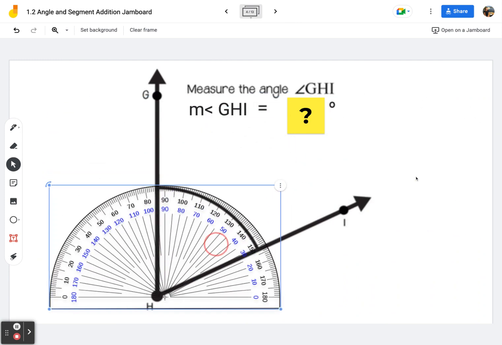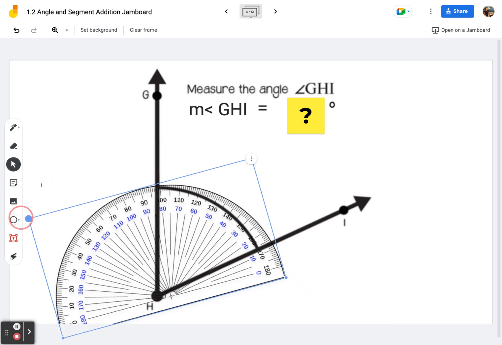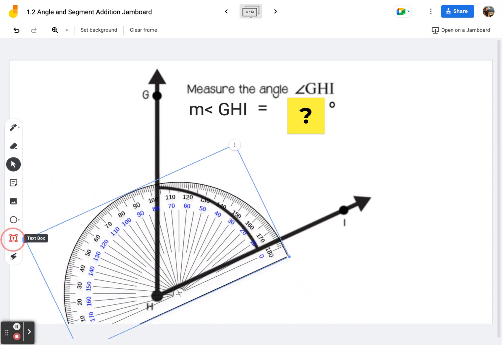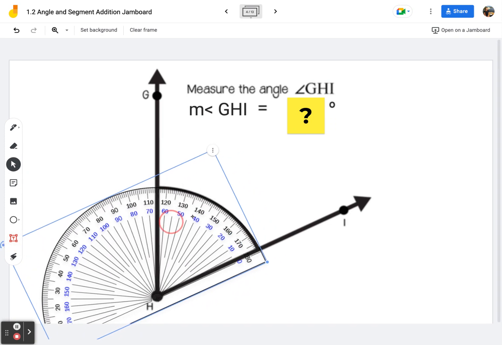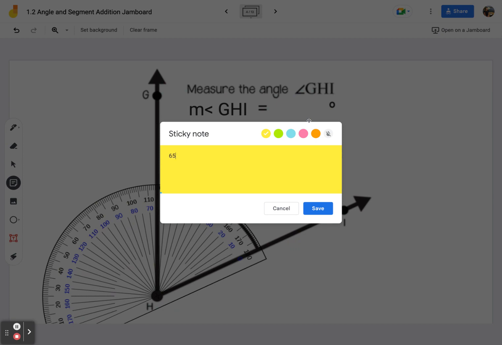GHI. Once again, lining up our protractor, then pivoting the protractor so that the 0-degree line on the protractor is correctly positioned with the angle. I can see that this angle is, and I'm using the blue numbers because we're looking at an acute angle, between 60 and 70 degrees, right in the middle. Let's call it a 65-degree measure.